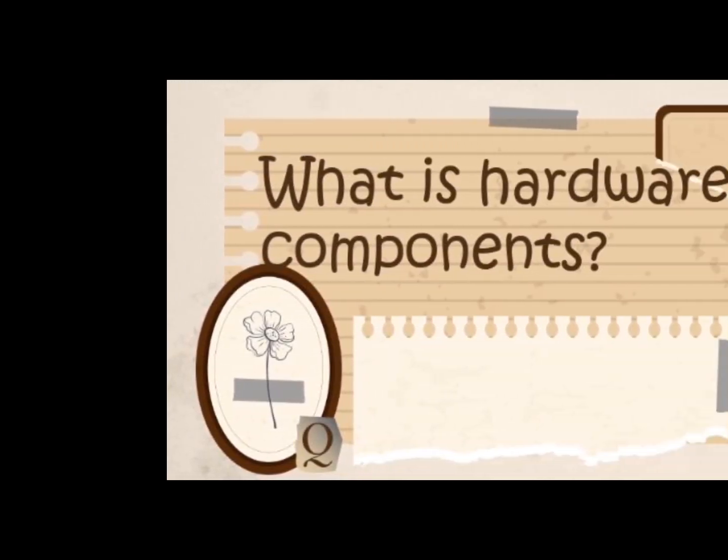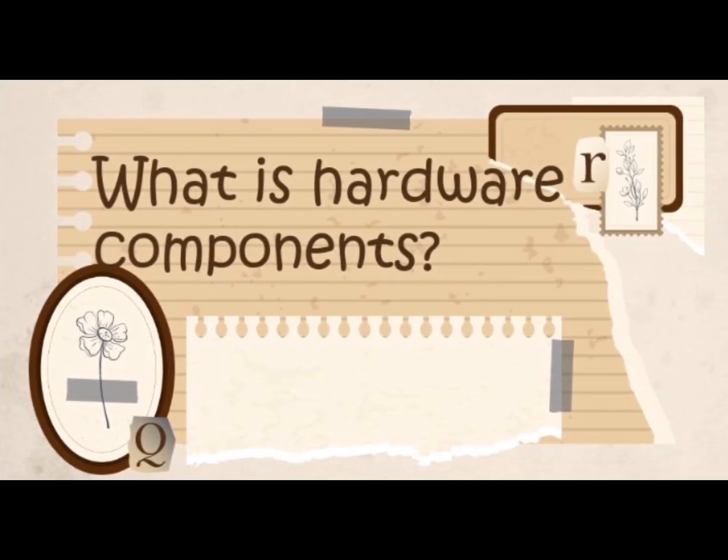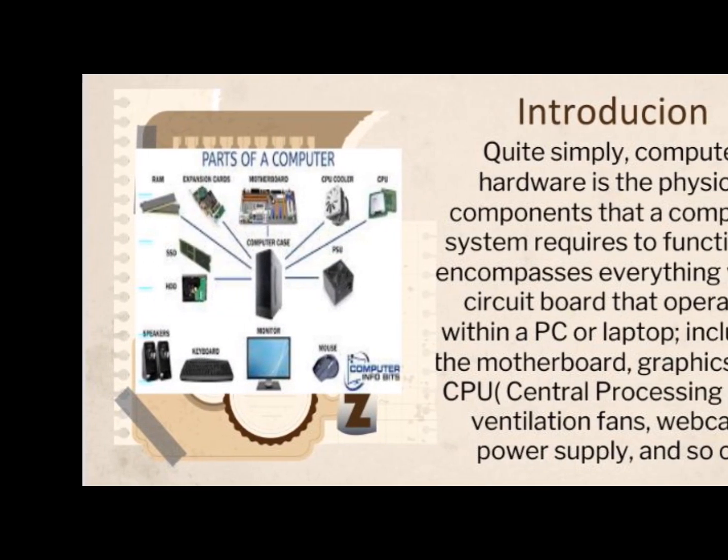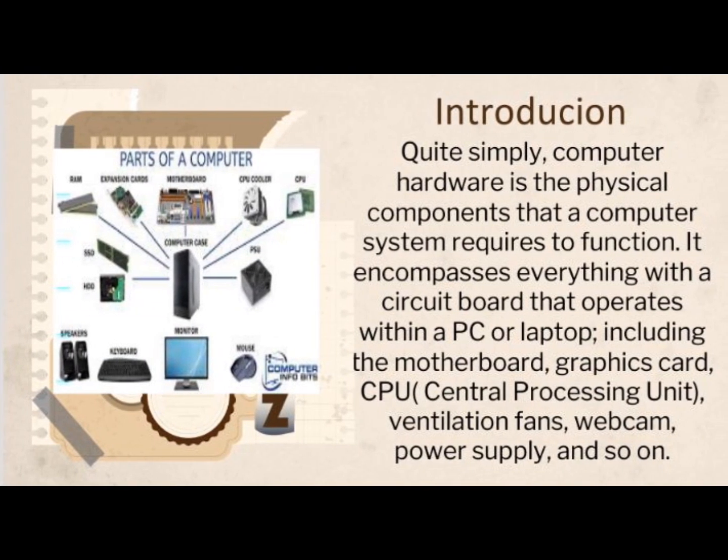What are hardware components? Do you know something about hardware components? In this video, let's talk about the hardware components of a computer. Quite simply, computer hardware is the physical components that a computer system requires to function. It encompasses everything with a circuit board that operates within a PC or laptop, including the motherboard, graphics card, CPU, ventilation fan, webcam, power supply, and so on.